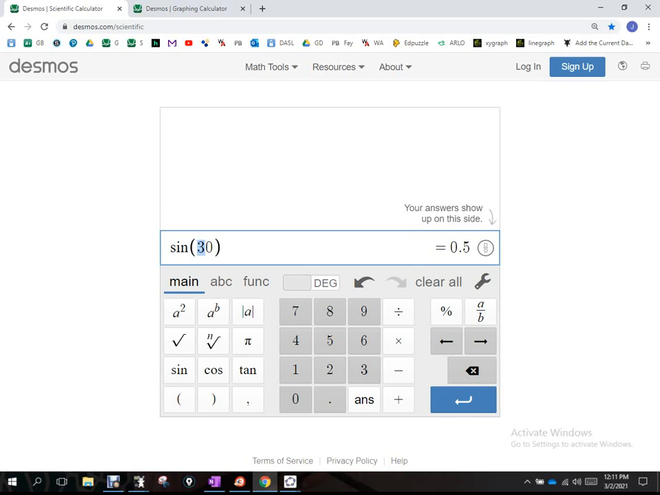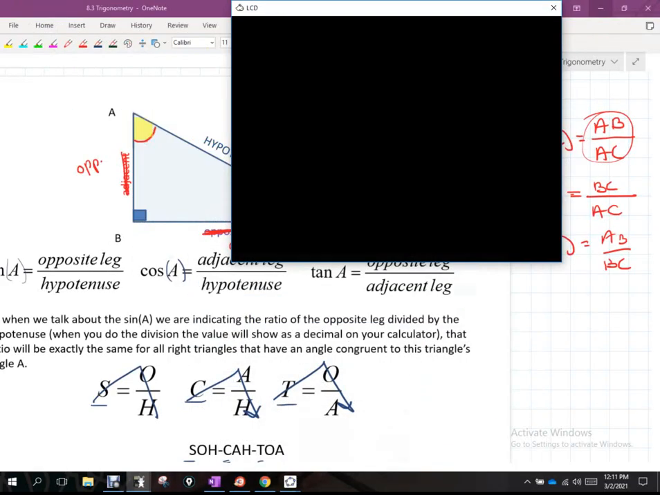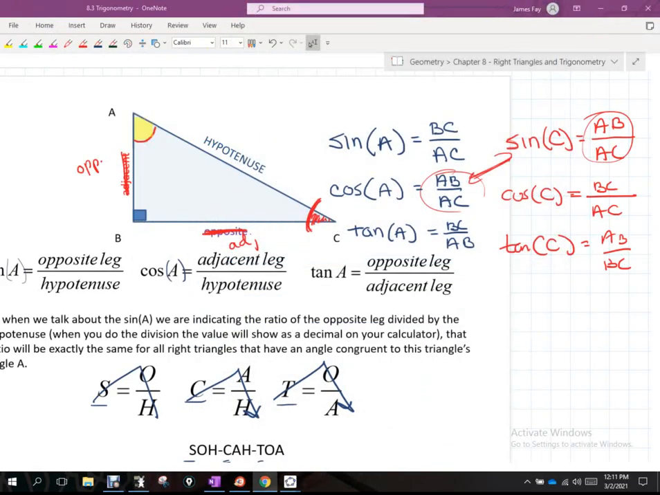Desmos is a calculator that you can type things in as you would have written it by hand, and it just makes things so much easier. The order of operations are more convenient. But there I get sine of 30. Okay, it is 0.5. Looking back at what we were saying here, okay, so if A was 30 degrees, what would C have been?